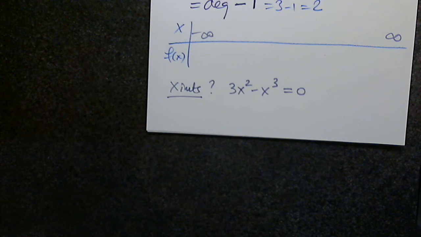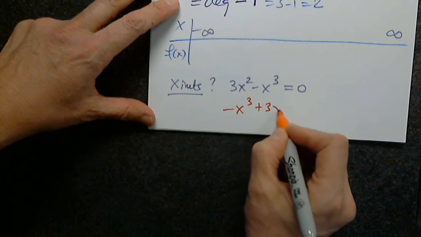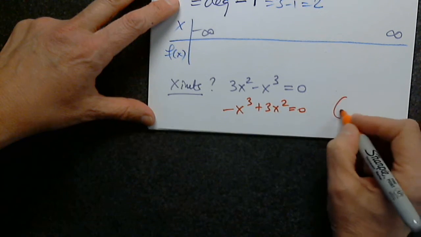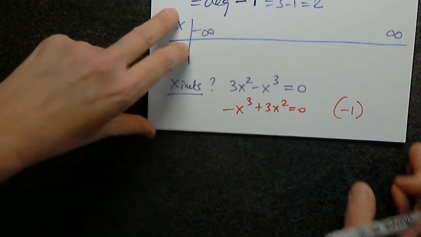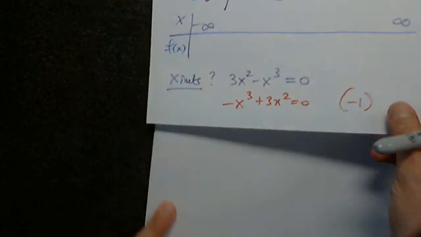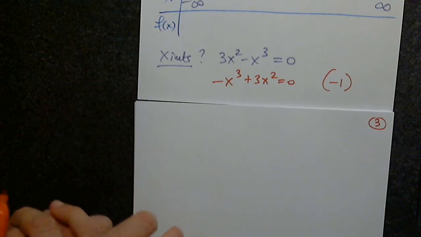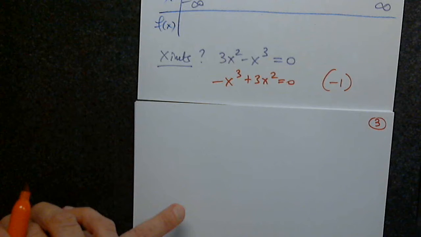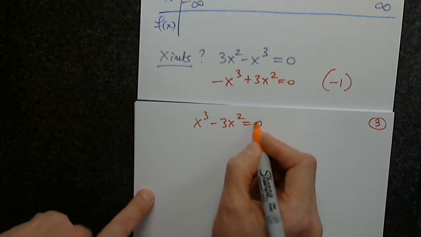Now, I think you know me a little bit. What do you think I'm going to do first right away now? So arrange it in descending order and multiply both sides by -1. Nothing irritates me, but I would say a negative leading coefficient is close. So x cubed minus 3x squared equals 0.